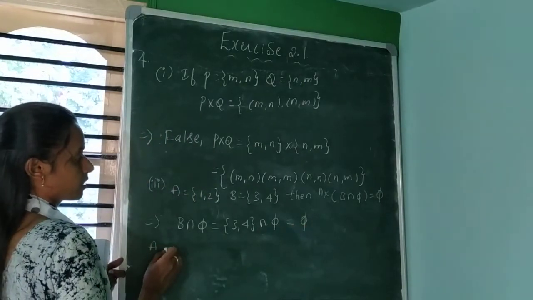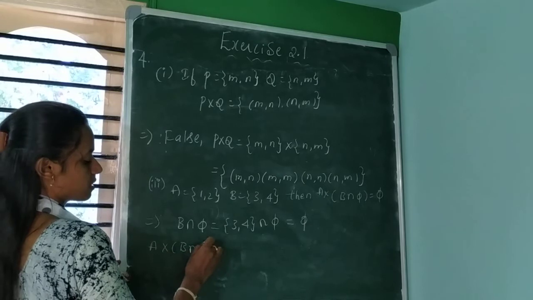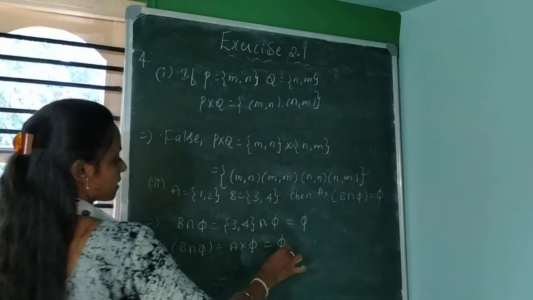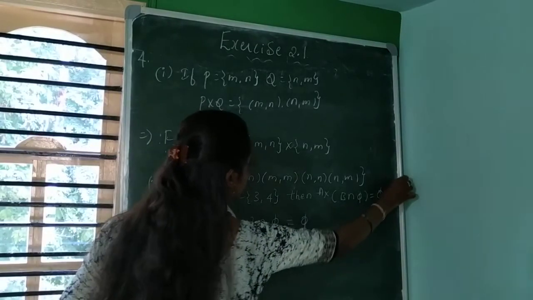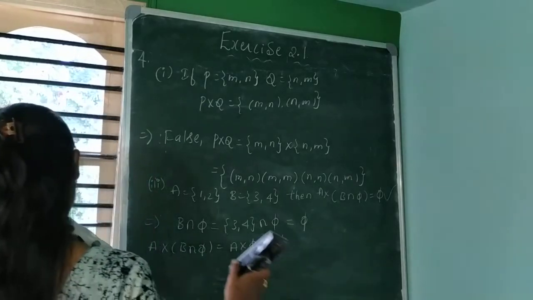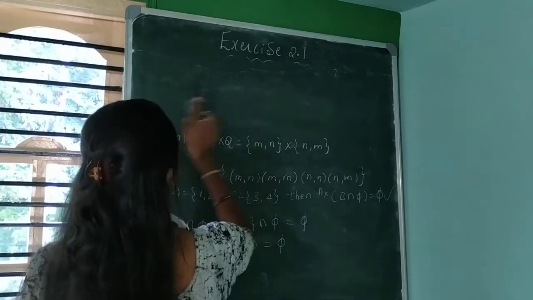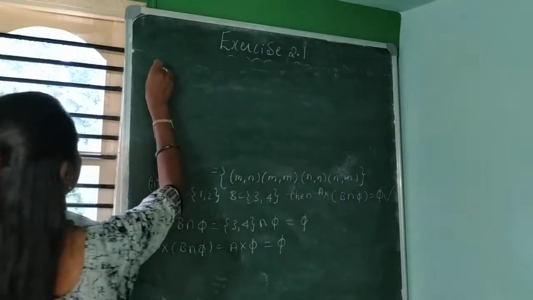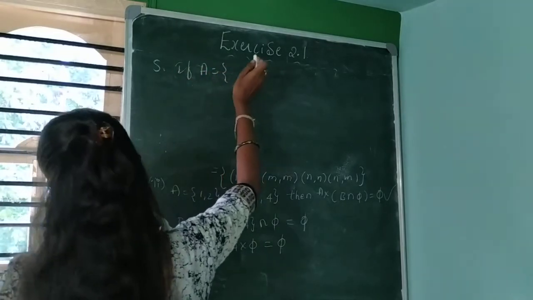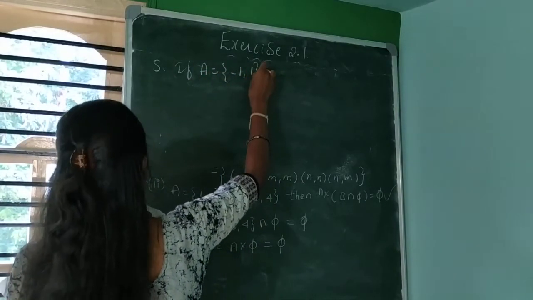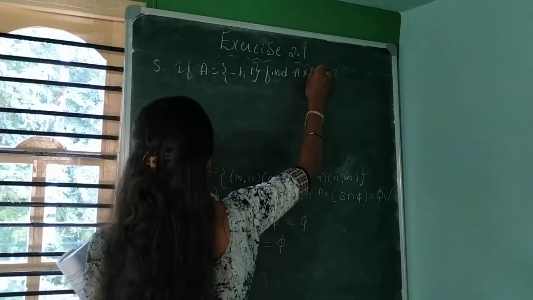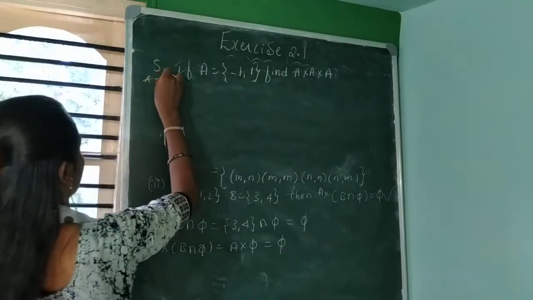Now, A cross (B intersection null) is nothing but A cross null. Null into anything is null. Therefore, the given statement is true. Okay, this is true. Next, the last one, the fifth one. If A is {-1, 1}, find A cross A cross A. This is an important one.